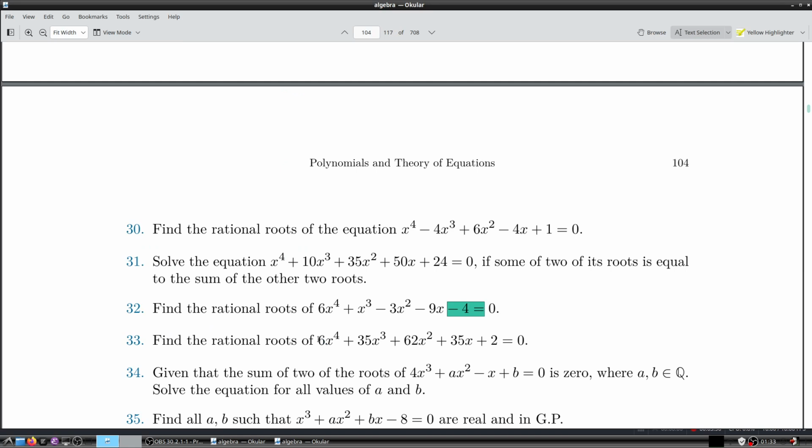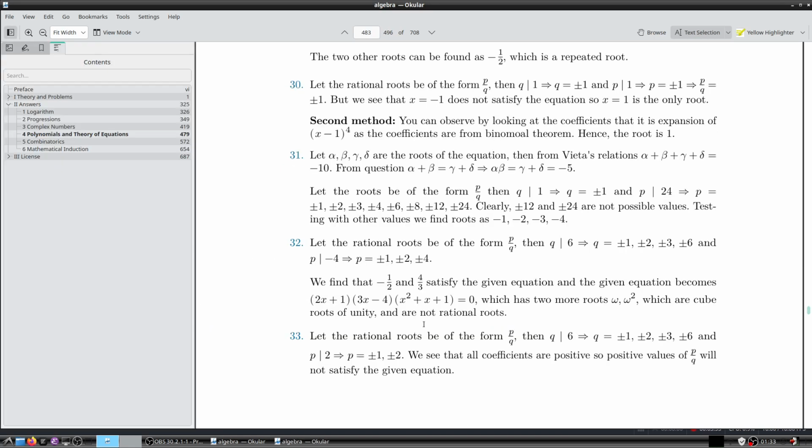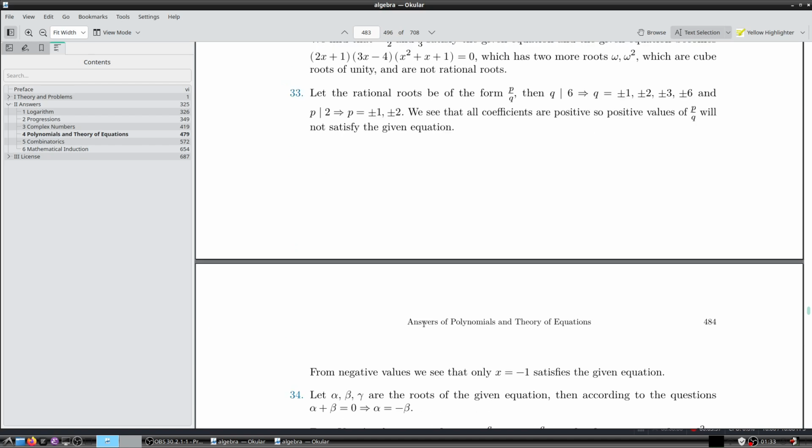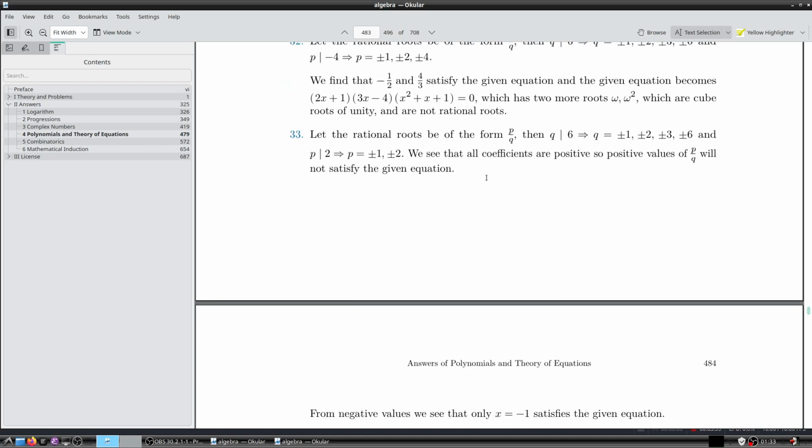Note that 6 is the coefficient of the largest term and 2 is the constant term. So for negative values, you see that x is equal to minus 1 is the only value which will satisfy the equation, and the other values do not satisfy the equation.